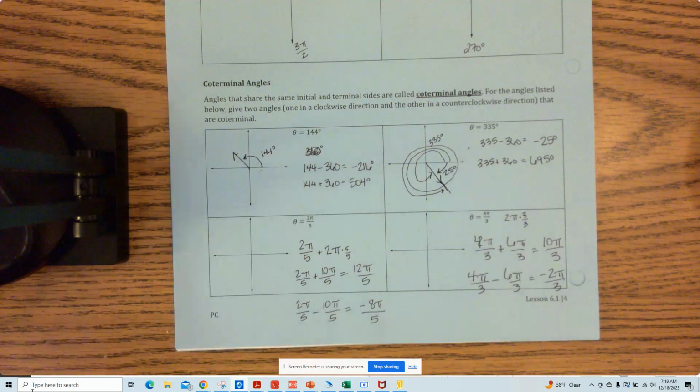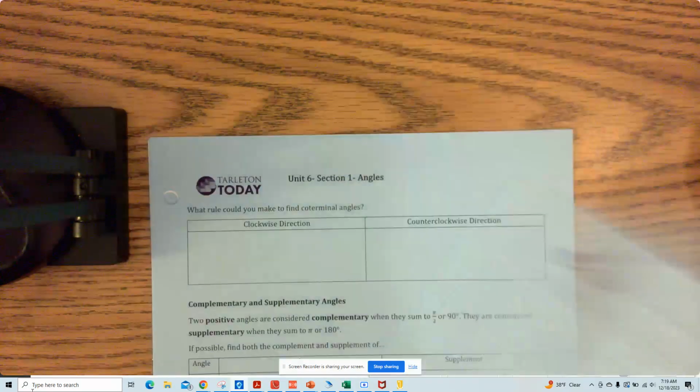All right, we're getting there. One more page. Okay.